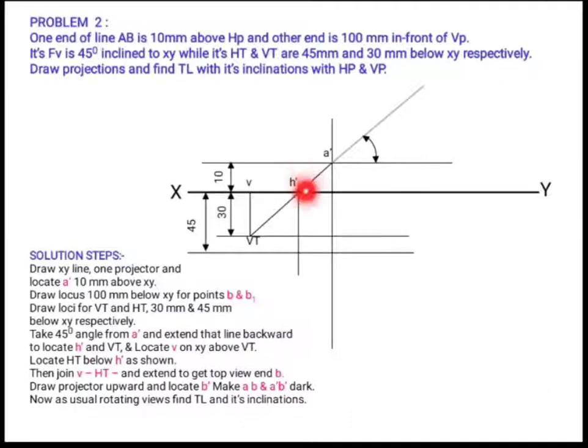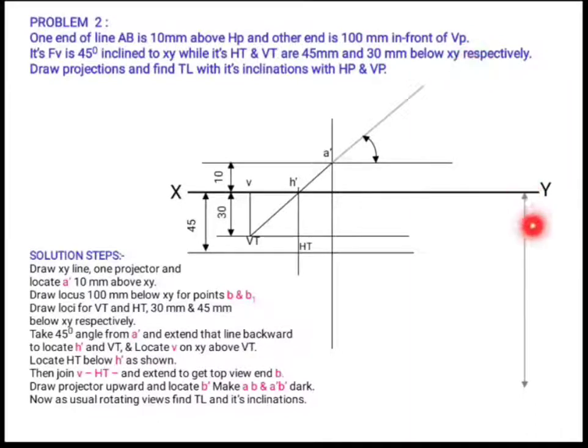Now H dash and HT will be on the same vertical projector. So through H dash I am drawing the vertical projector and getting the intersecting point on the locus line of HT. So this intersecting point will be the horizontal trace. Now it is given that one end of the line AB is 10 millimeter above the XY line, and the other end is 100 millimeter in front of the vertical plane. The other end is B, and the dimension given is related to the vertical plane.